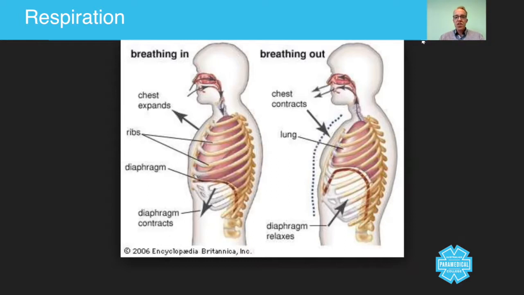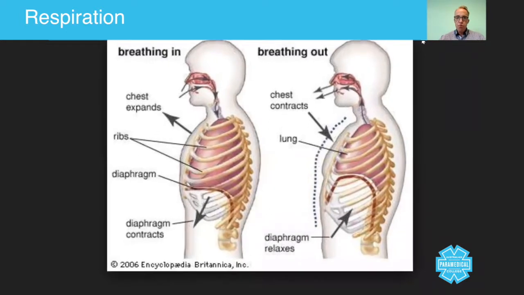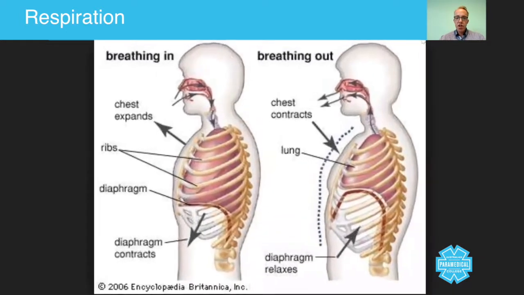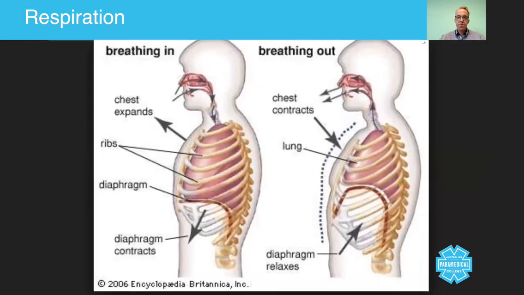So on this image here, you can see that there are two processes: inspiration and expiration. On the left, you've got breathing in. That's also called inspiration. On the right, you've got expiration or breathing out. Expire meaning to exhale. Now, when you breathe in, you take air in from the atmosphere, both in through the nose and mouth, as you can see through this image.